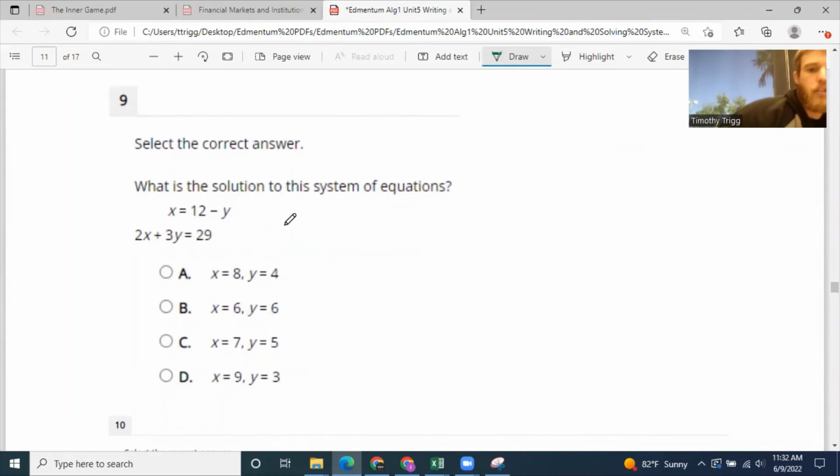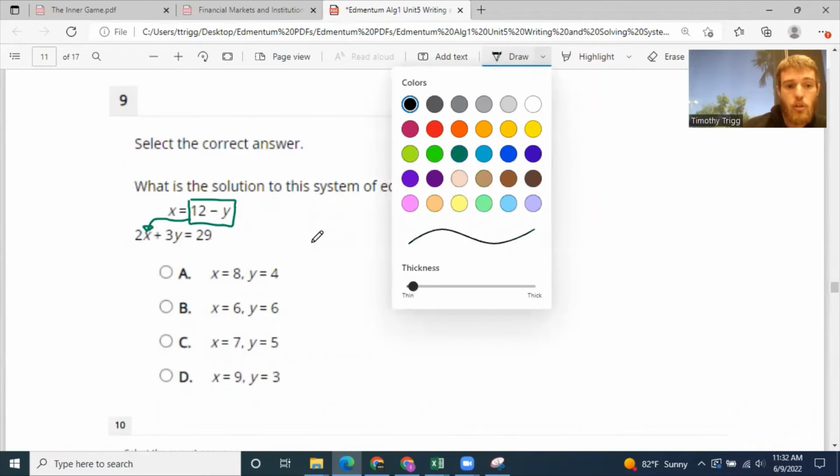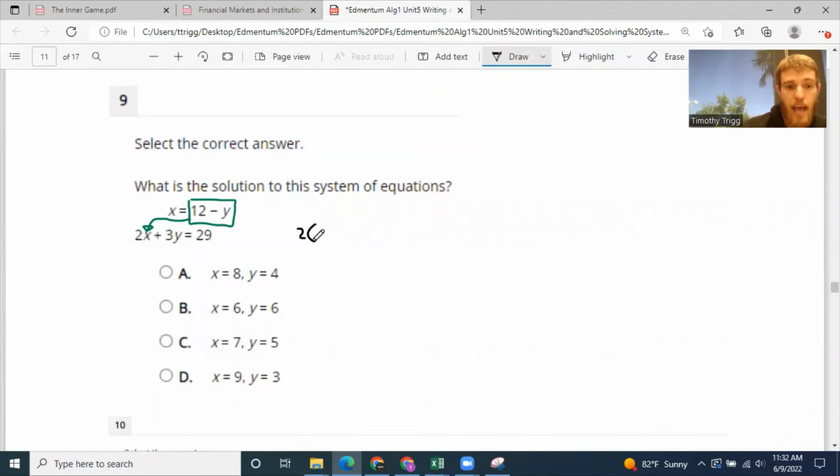What is the solution to this system of equations? So this one's pretty nice. It's already set up for us. X equals 12 minus y. So that means I could replace this x, or substitute this x, with 12 minus y. So let's go ahead and rewrite this second equation using that substitution. So it'll be 2 times x. Well, what's x? 12 minus y. Then we also have a plus 3y equals 29.